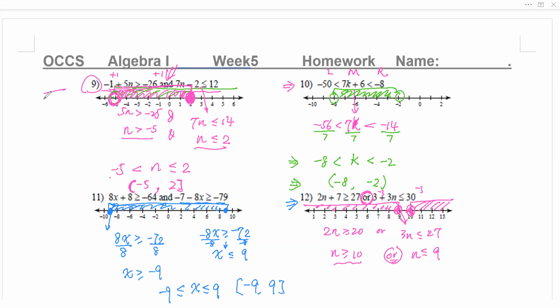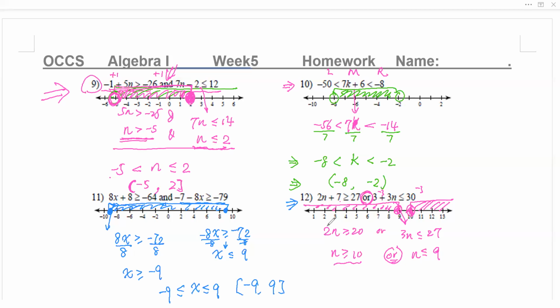Compare with an "and" problem, where n is greater than or equal to negative 5 and at the same time n should be less than 2. So you need to find their overlap area. This part is not finding the overlap area, right? With "or", anyone can meet this situation or meet this situation. Both work. So when you do graphing, it's like this.